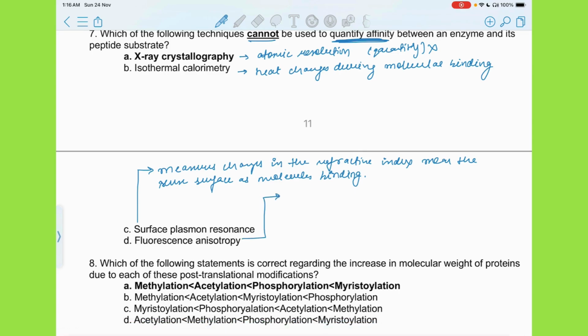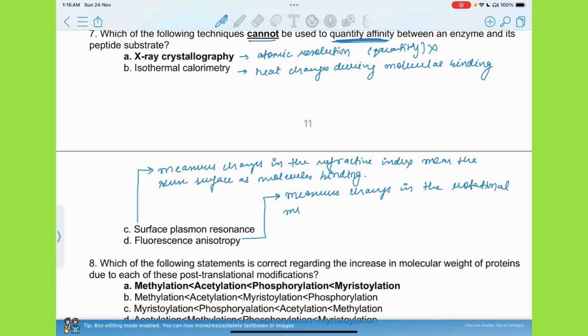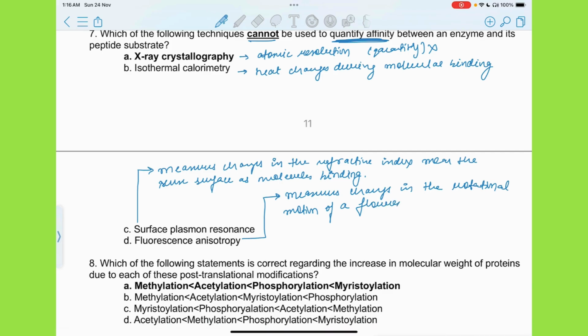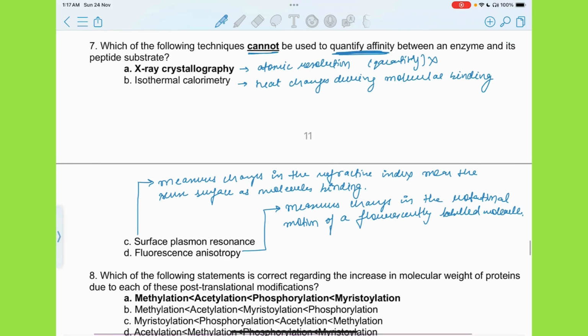The fluorescence anisotropy measures changes in the rotational motion of a fluorescently labeled molecule. Again, this molecule can be either the enzyme or the peptide substrate, thus giving us a quantified affinity. So the correct answer, which cannot give us the quantified affinity, is X-ray crystallography.